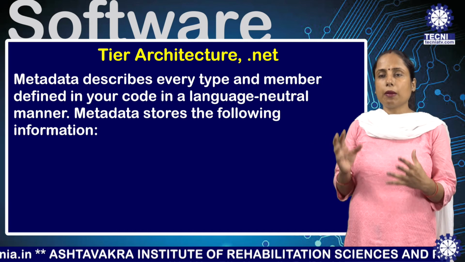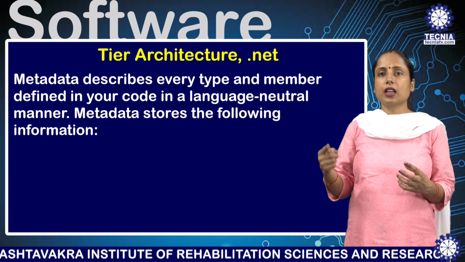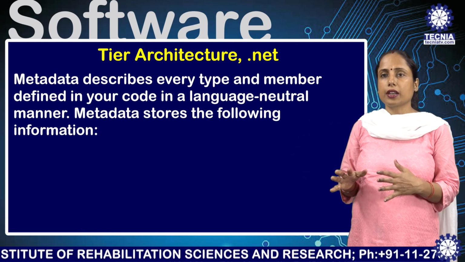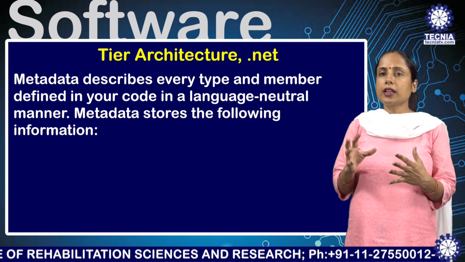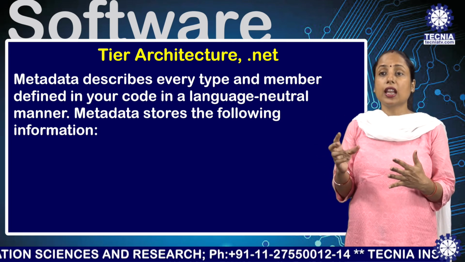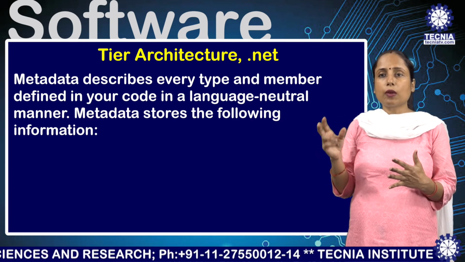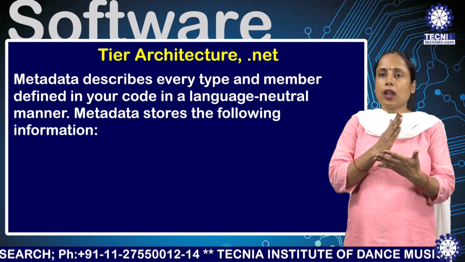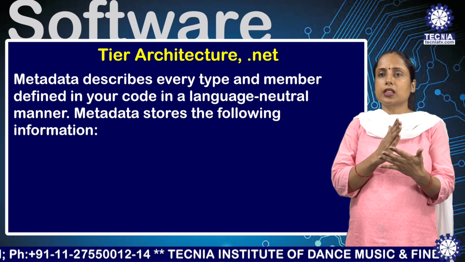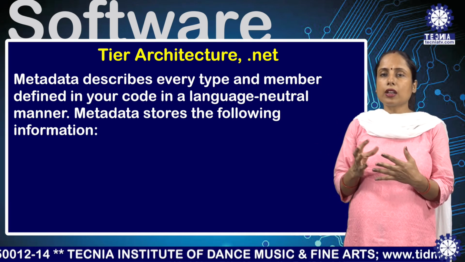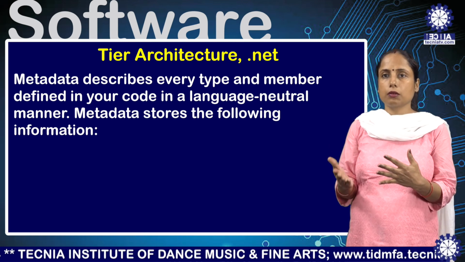Every type and member defined and referenced in a module or assembly is described within metadata. Metadata describes every type and member defined in your code in a language neutral manner. Language neutral manner means it doesn't matter whether we are making our program in C# or in VB.NET or in J#. What kind of information does metadata store?